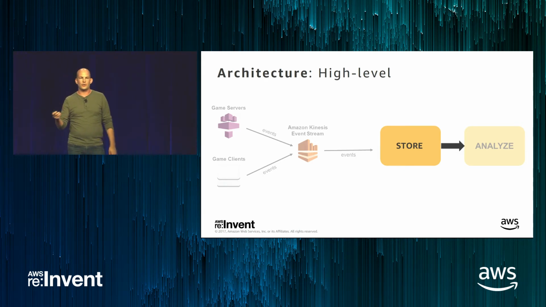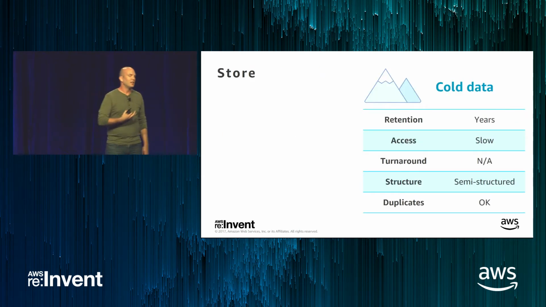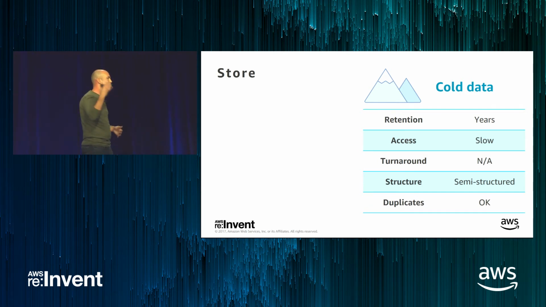What I mean by that is we're going to start with what I call cold data. The idea of cold data is we're going to grab everything that comes into the system. Every single event, we're just going to store it, potentially on the order of years. And the trade-off there is that we're cool if the access time's slow. Once it's in there, if it takes a little while to get it back out, that's fine.